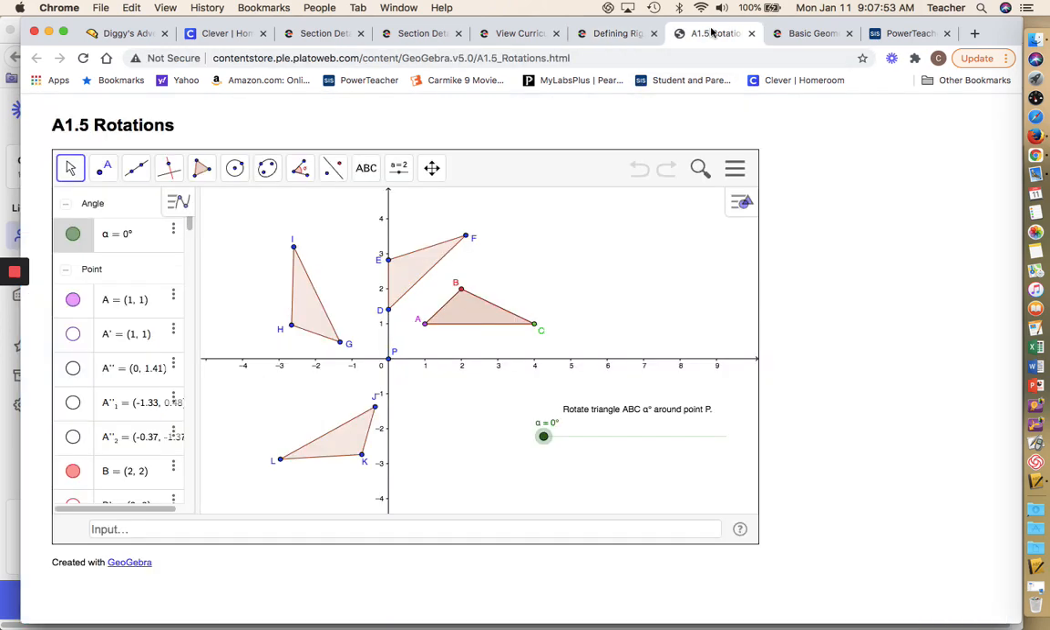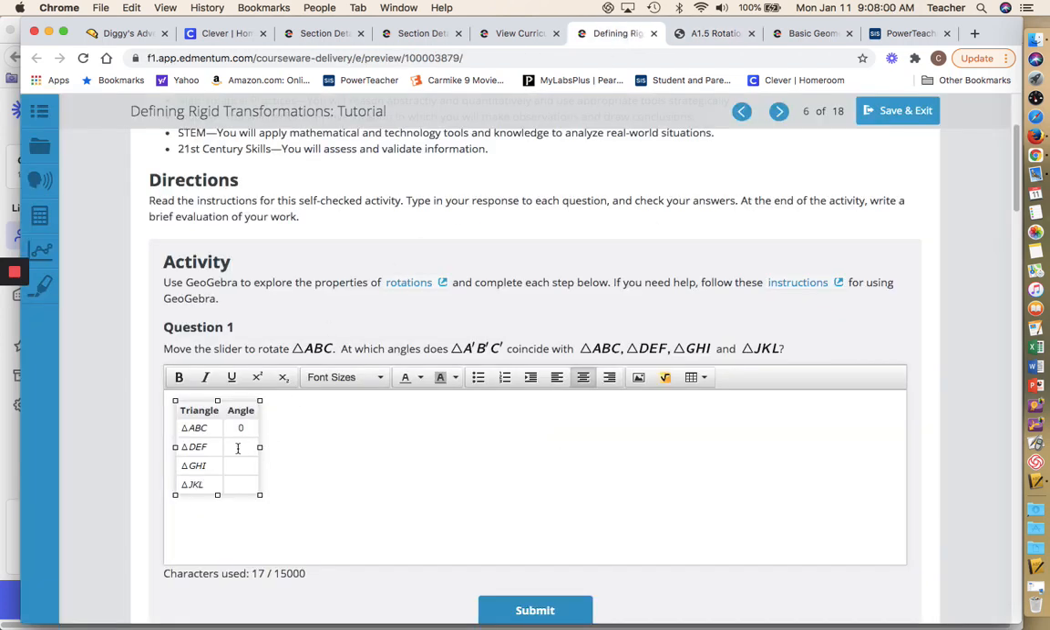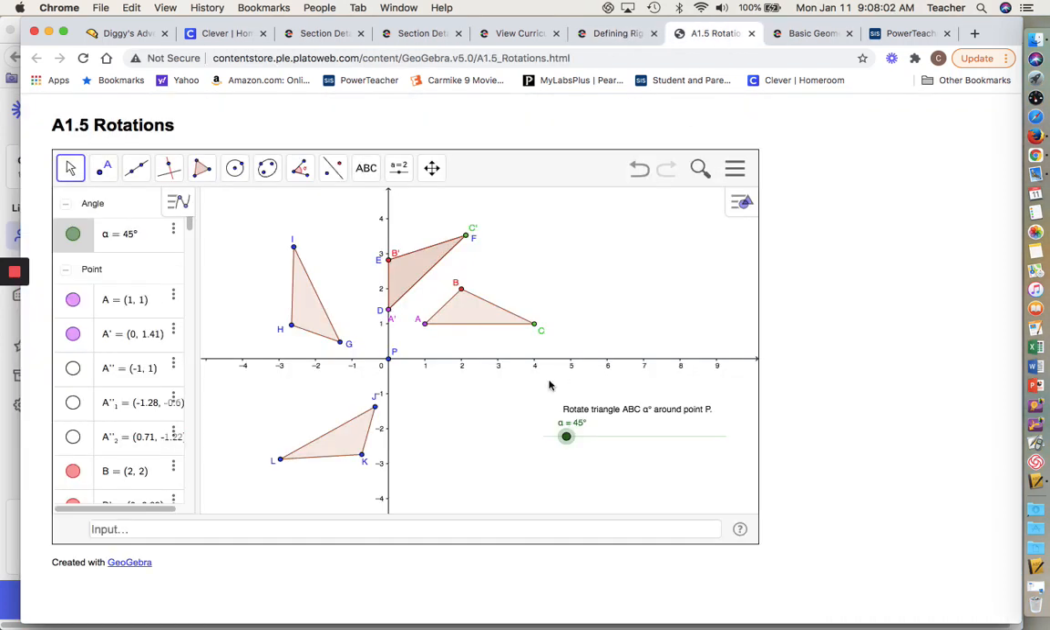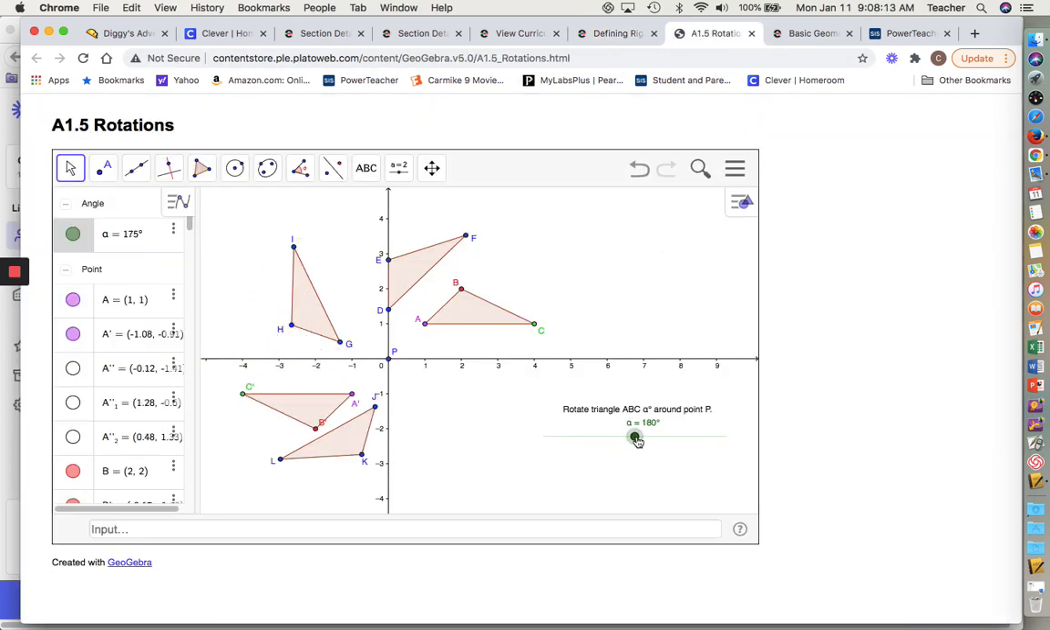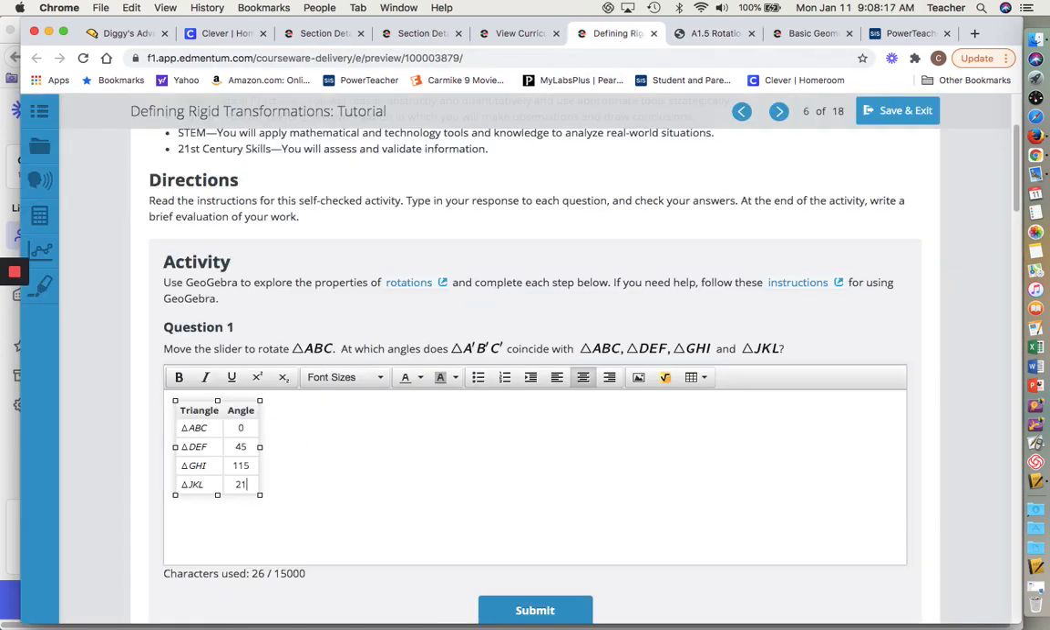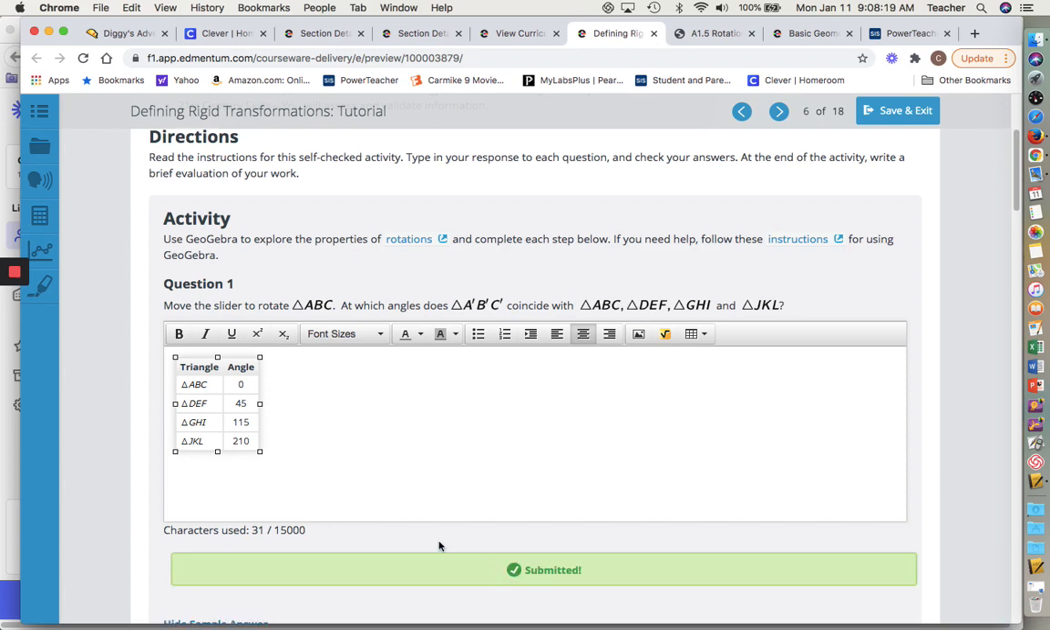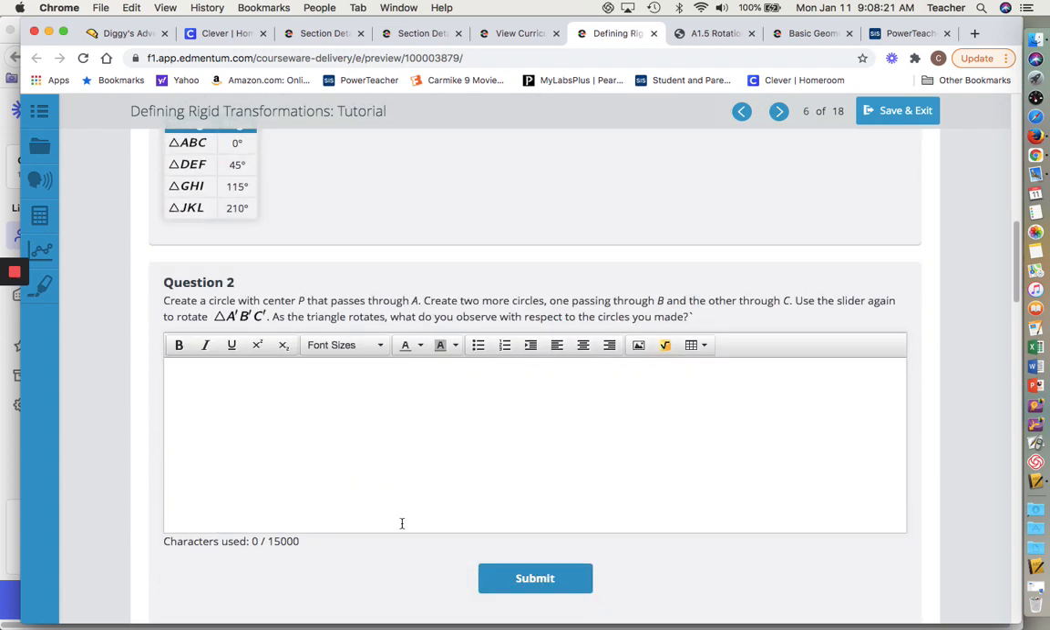To DEF, well, let's see. 45 degrees. For GHI, another 45 maybe. Nope, 115. And to JKL, up 210. That wasn't too bad. Easy breezy. All right, question 2.